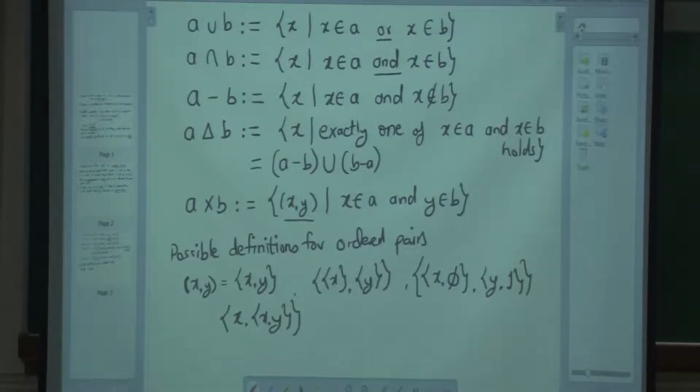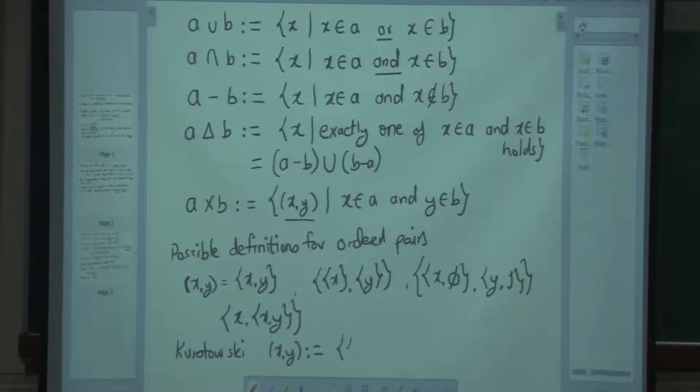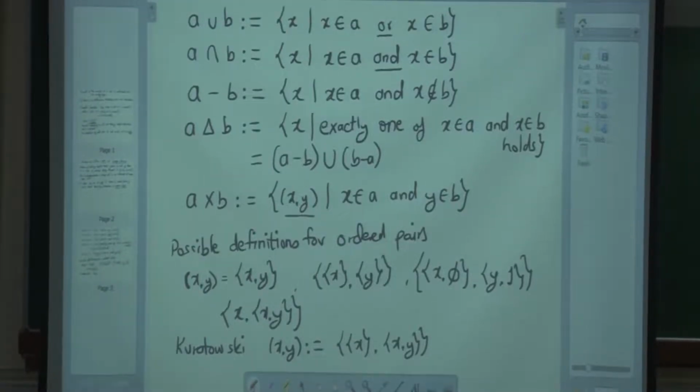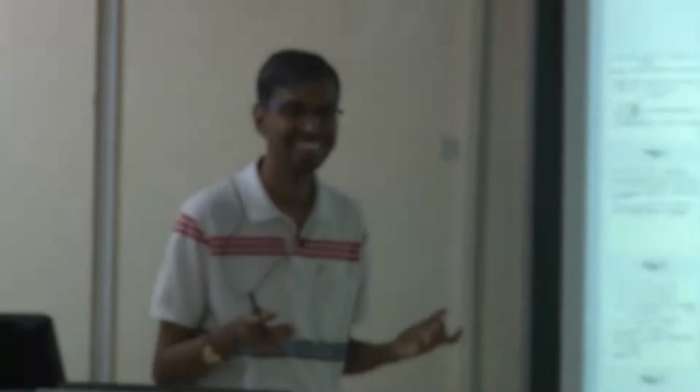Okay, so Kuratowski's definition is quite close to this. Kuratowski defined (x, y) to be equal to the set consisting of two different elements, namely this. We are going to look at a lot of Polish names. Yeah, Kuratowski is a Polish name. So we will always follow this. In fact, after this discussion, we will never ever talk about ordered pairs again. Okay, but you need to know this.